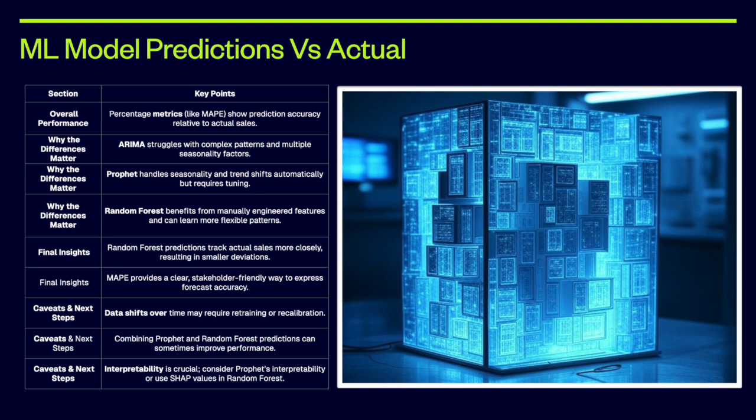So this has different sections: over performance, percentage matrix, which shows prediction accuracy relative to actual sales. Another difference matters: ARIMA struggles with complex patterns. As you know, ARIMA expects the data to be stationary, which many times it is not. I found this data which is stationary, so I wanted to apply ARIMA.